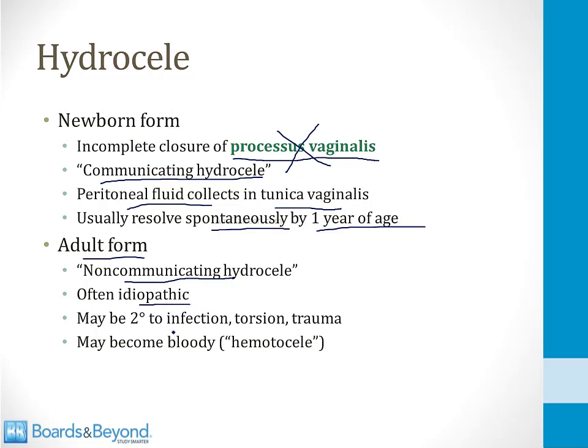They may occur secondary to infection or torsion or trauma or something that leads to swelling of that tunica vaginalis in the scrotum. Sometimes they can even become bloody, and these are called hematoceles. But the point here is that these are differentiated from the newborn form in that there is no longer a processus vaginalis, so there has to be some direct insult to the tunica vaginalis to cause it to swell.